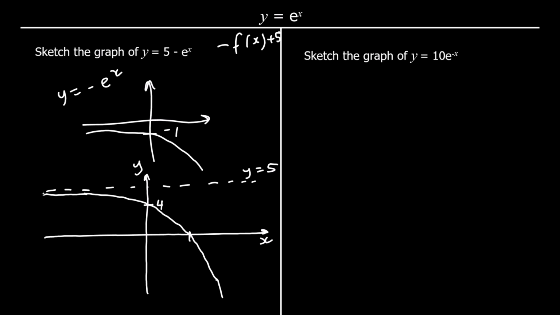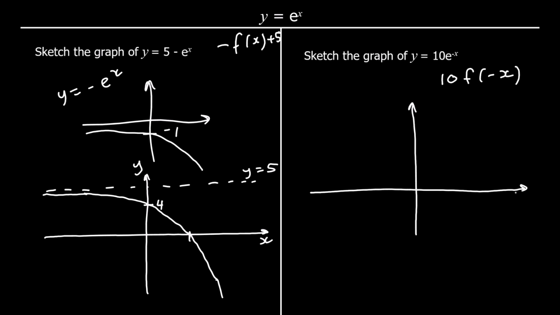Sketch the graph of y equals 10e to the power of -x. See if you can give it a go. So it's the same as 10f of -x. So the negative x inside the bracket means all the positive x's become negative and all the negative x's become positive. So that changes the direction. And where it crossed the y-axis, it was at 1. It's now been multiplied by 10. So now it's crossing at 10.